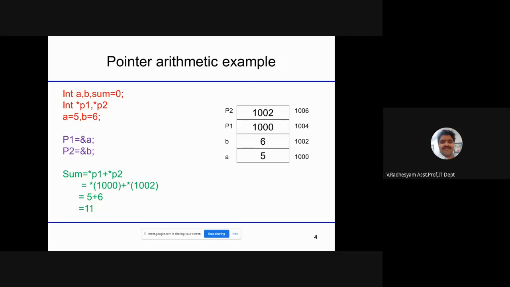Technically speaking, what is a pointer? It holds the address of another variable. Okay. What it holds, I am not asking. What is a pointer? It is also a variable. Normal variable, pointer variable.